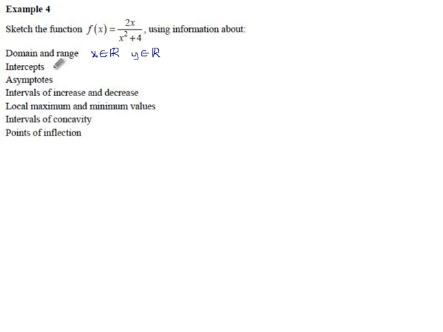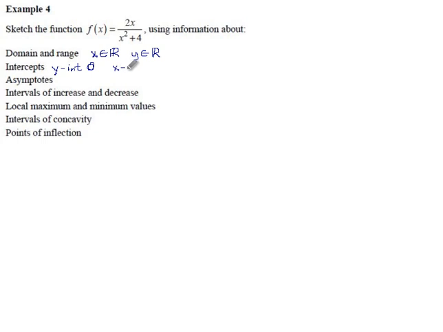Intercepts. Y-intercepts happen when x equals 0. When x is 0, we get 0 over 0 plus 4, which is 0. Okay, so this thing goes through the origin.